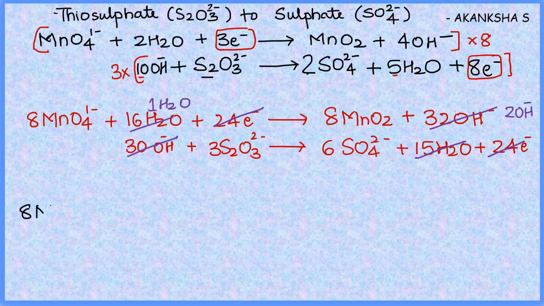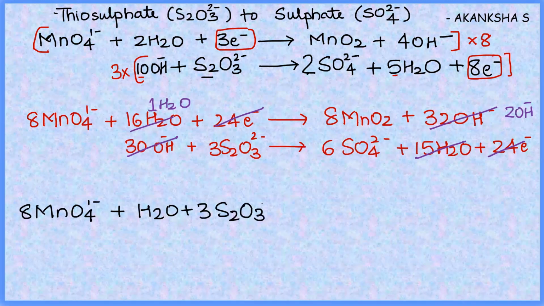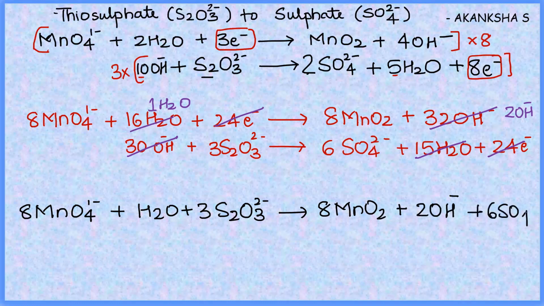Let's see over here, our final equation would be all the reactants on one side. So 8 MnO4 1 minus, 1 H2O, 3 thiosulfates, giving you 8 MnO2, 2 OH minus, plus 6 sulfates. And that is how you get your final equation. Steps are the same, nothing different. I didn't take help of anything else apart from the question and general equation.